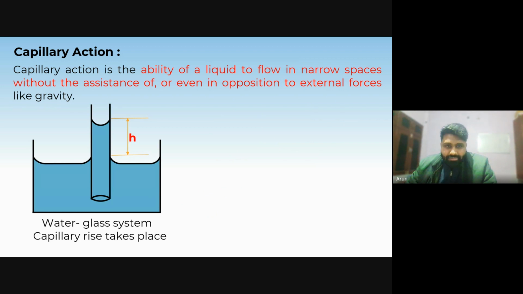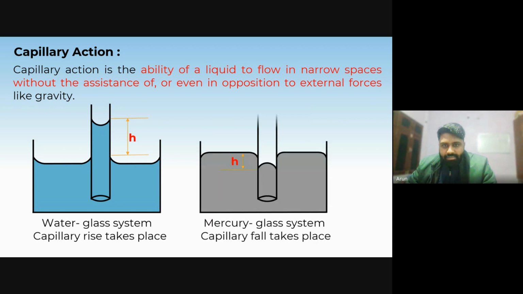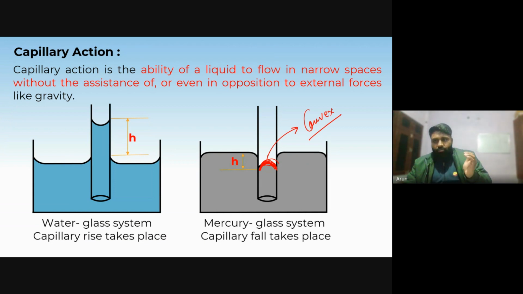Okay. This is the water glass system. So capillary rise here. If you take the mercury, it will go down. And the meniscus of the mercury is convex. This is the convex. I will discuss it. What is a meniscus? Meniscus is the contact surface of the liquid, the free surface of the liquid, the shape of the free surface. So there are two types of meniscus.